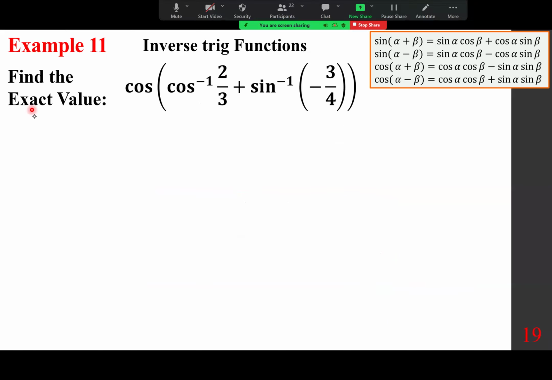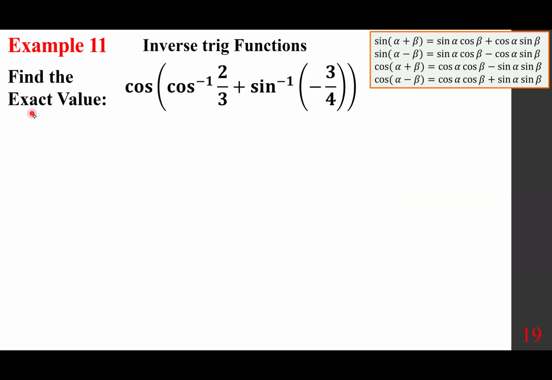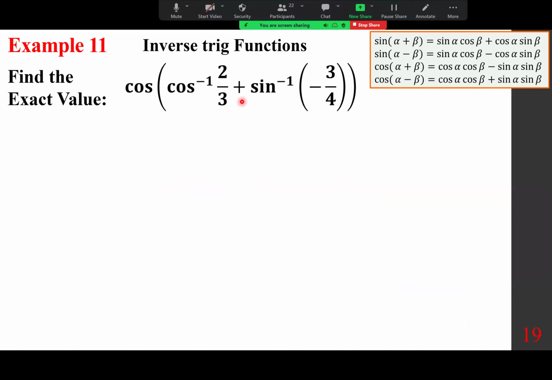Find the exact value, and that is always the case. When it's possible to find the exact value, we're not going to use a calculator, and therefore we use the techniques that we have learned here. All right, so here's what's happening. Cosine of cosine inverse of 2/3 plus sine inverse of negative 3/4. Remember, each one of these represents an arc. So let's say this is alpha, let's say this is beta.